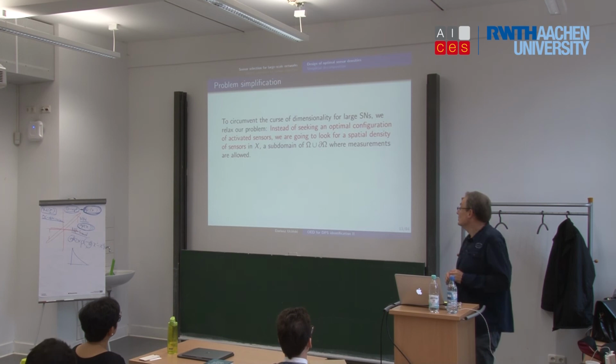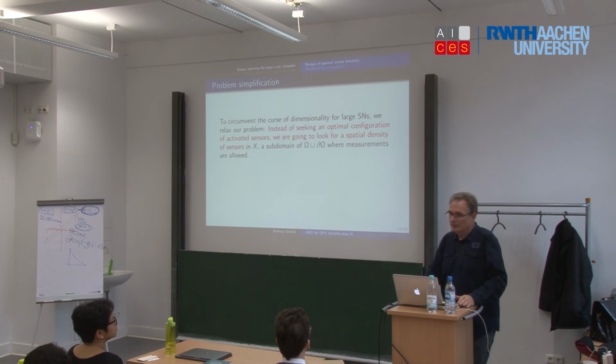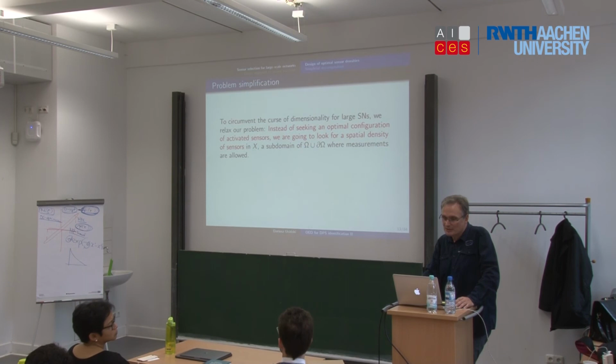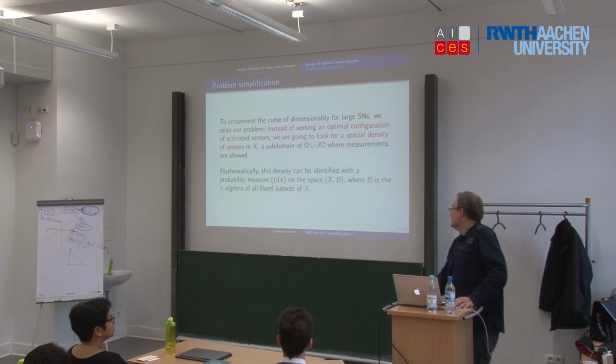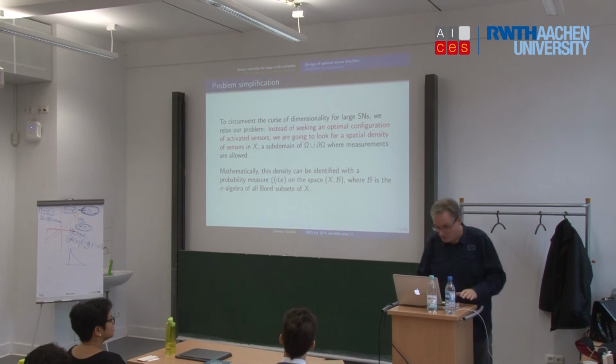So a way to circumvent the combinatorial nature of the optimization problem is to operate on spatial density of sensors instead of sensor locations. Mathematically, we can identify a density of sensors with a probability measure on the spatial region where the observations can be taken. This makes everything a bit abstract, but this is not that abstract.